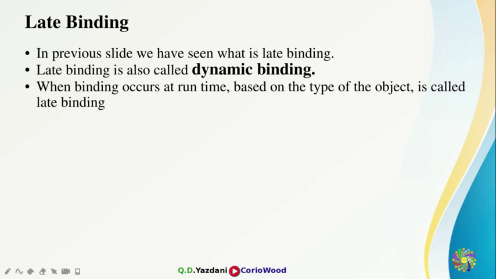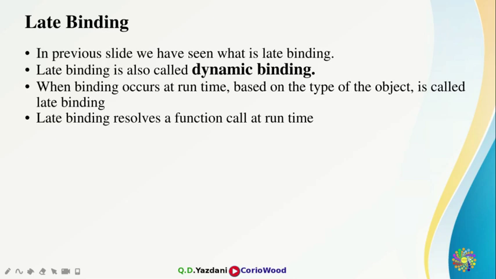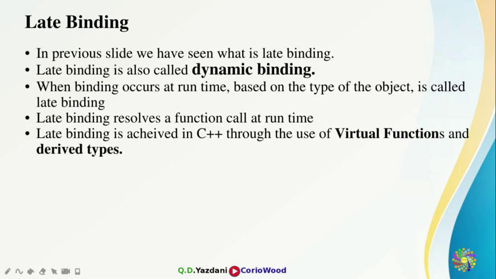When binding occurs at runtime based on the type of the object, it is called late binding. That's already explained to you guys. You should know now that when the binding occurs at runtime based on the type of the object, it is called late binding. Late binding resolves a function call at runtime. Late binding is achieved in C++ through the use of virtual functions and derived classes.